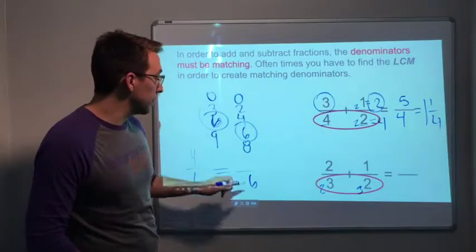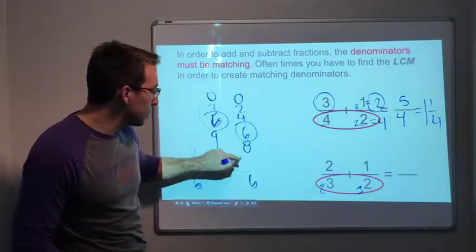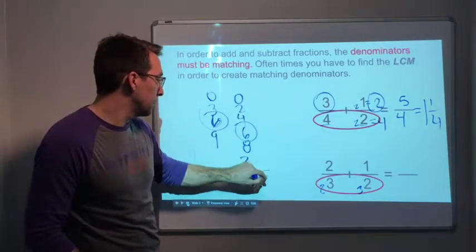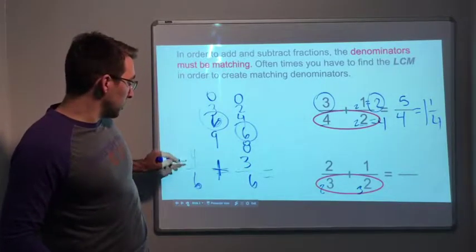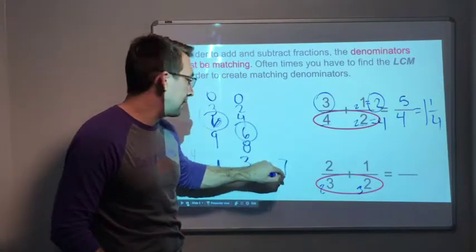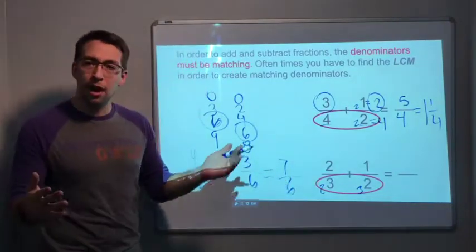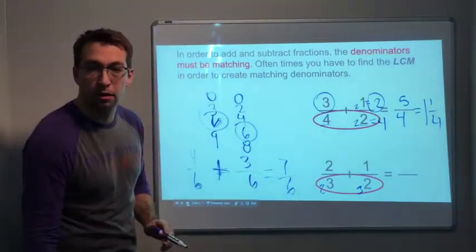Marker's going out, sorry about that. 1 times 3 is 3. And so we're going to add these together: 4/6 plus 3/6. That's 7/6. Awesome.